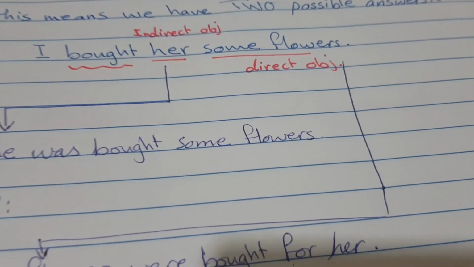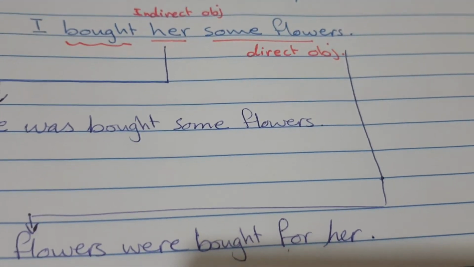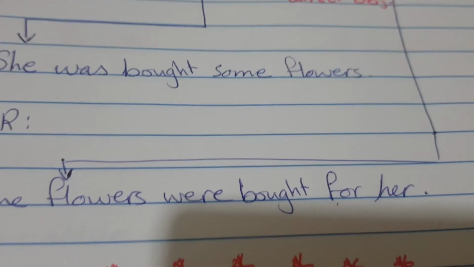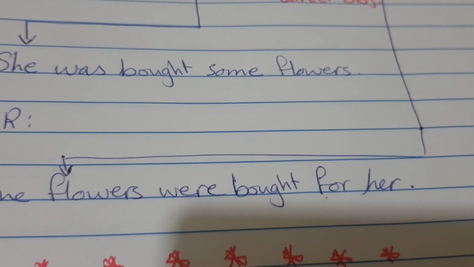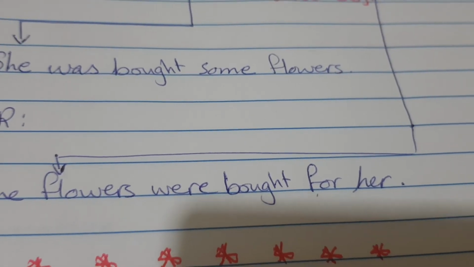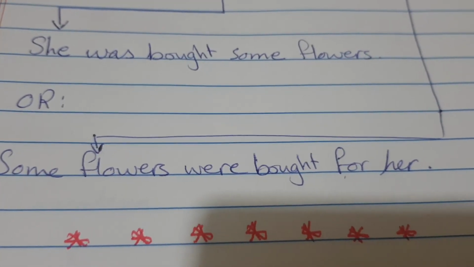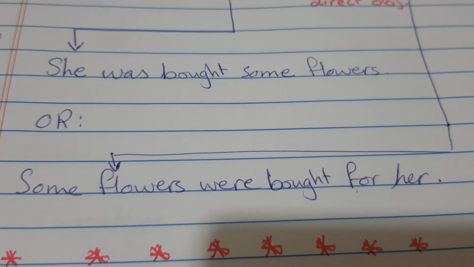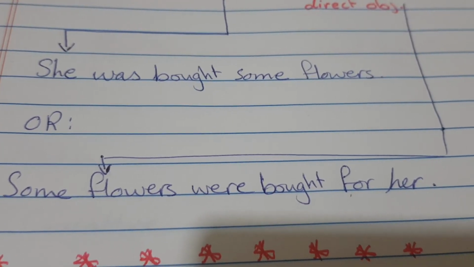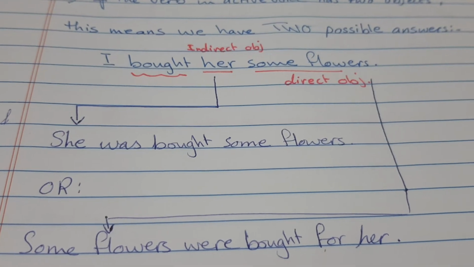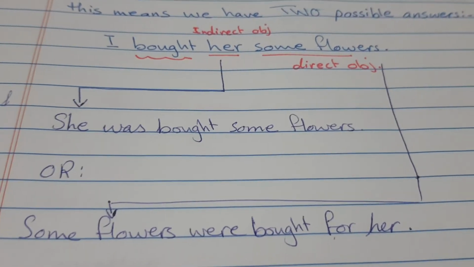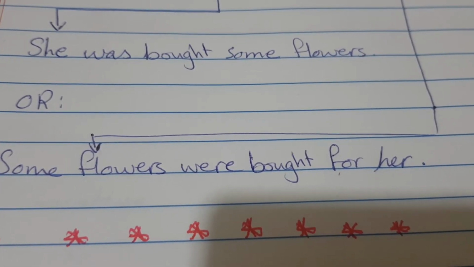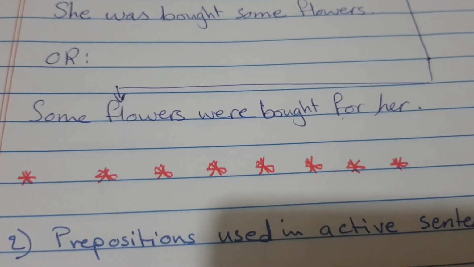What if we wanted to start with some flowers? That is the direct object. Again, fine. Some flowers were bought. This time we need a preposition before the indirect object for her. So some flowers were bought for her. Which means now again we have two sentences. She was bought some flowers, if we start with the indirect object, that is the human being, or some flowers were bought for her, if we wanted to start with the direct object.